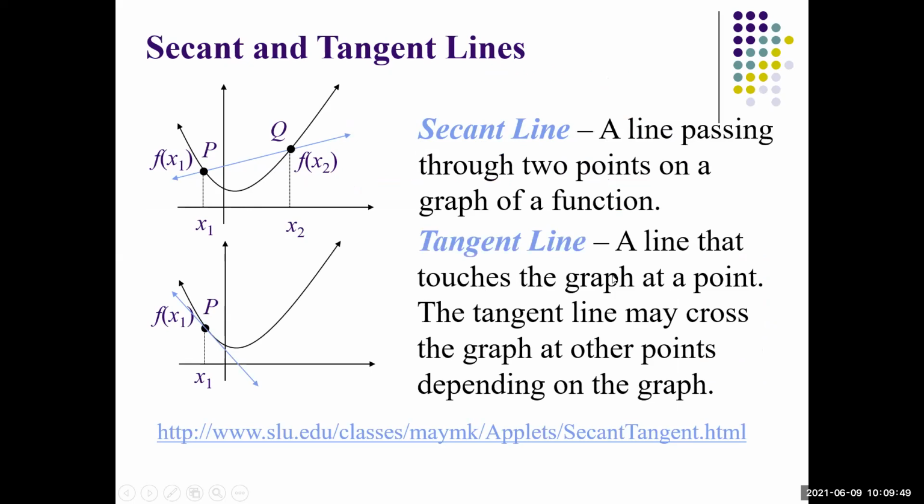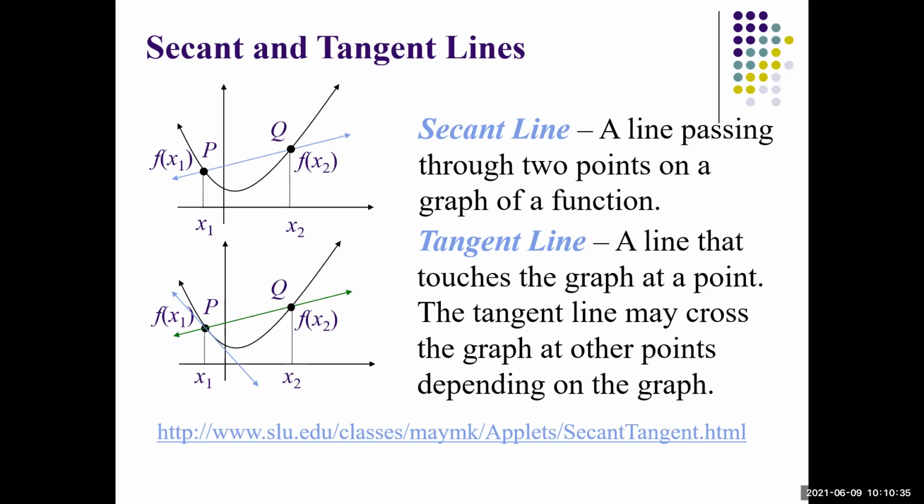Now, the tangent line is a line that touches the graph at a point. The point P here is where it touches, called the tangent point. The line might intersect the graph at other points, which is fine, but it touches the graph at P. So this is called the tangent line. The question here is, how do we find the equation of the tangent line at a given point P?